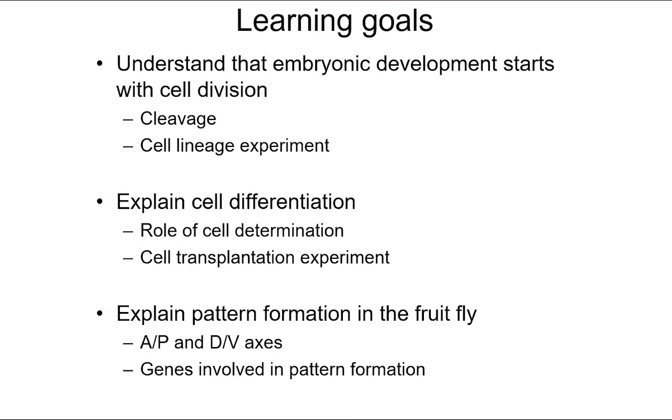So today we developed a better understanding of the role that cleavage plays in embryonic development, including looking at a cell lineage experiment. We developed a better understanding of the role of cell determination through examining how cell transplantation experiments work, and we explored pattern formation in the fruit fly by looking at anterior-posterior and dorsal-ventral axes and the genes involved in the formation of these patterns.